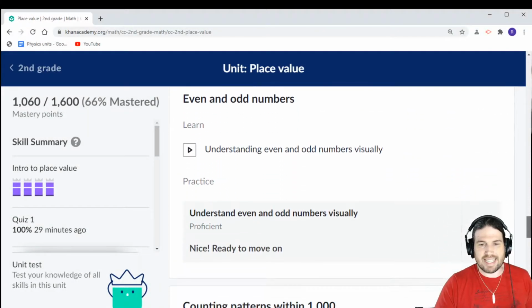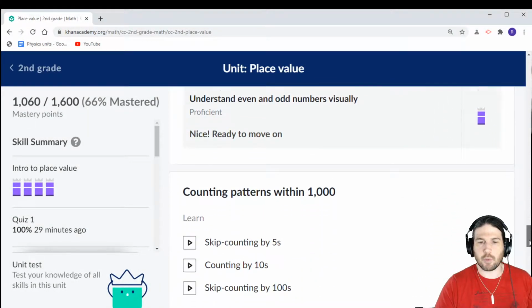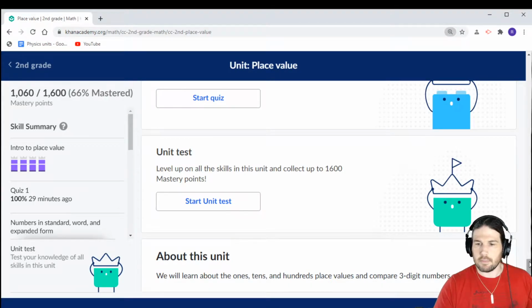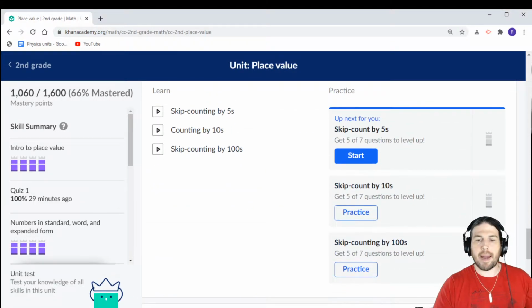All right, what's next? Counting patterns within 1,000. Counting pattern. Take two.